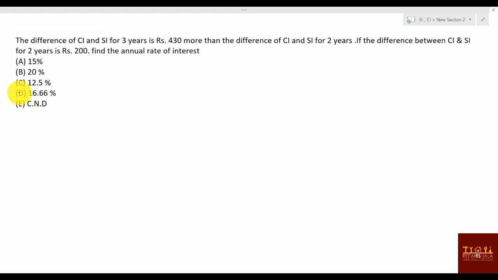This one, you solve and tell me the answer.